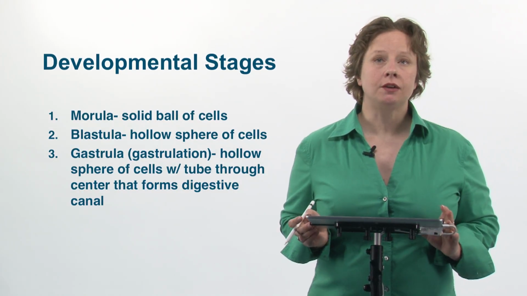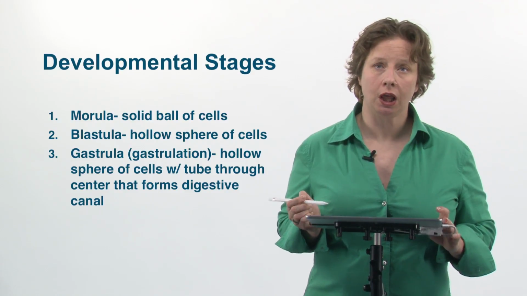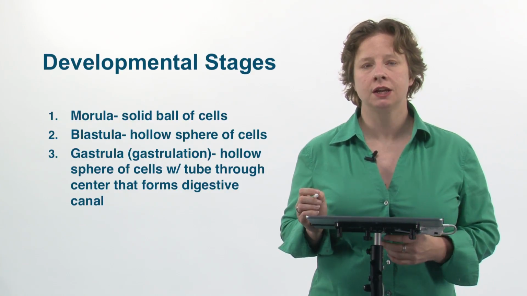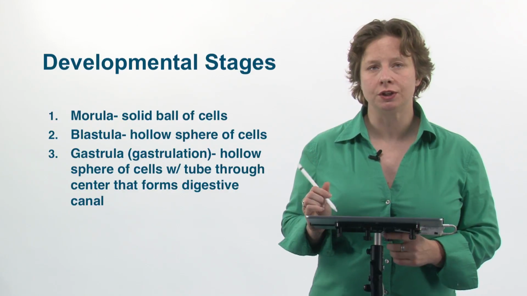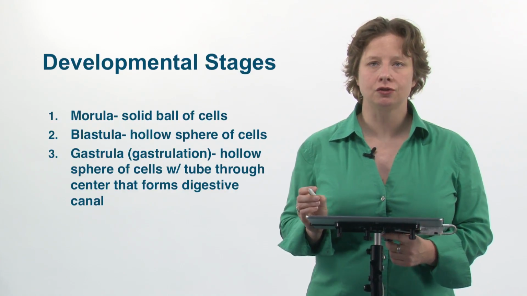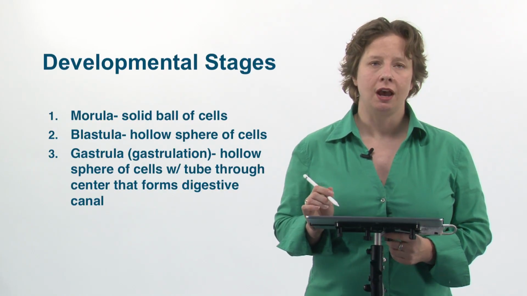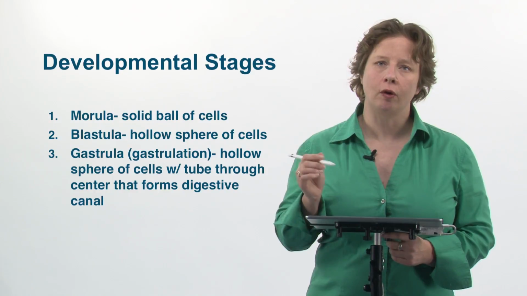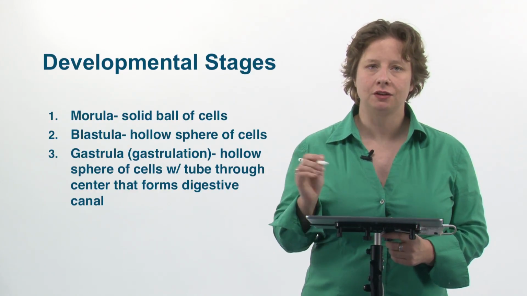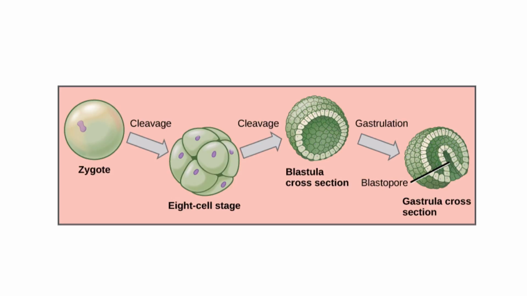There are several developmental stages once the zygote starts to divide. The first one we call a morula, which is a solid ball of cells. The second is the blastula, which is a hollow sphere of cells. And then finally we get the gastrula, which goes through a process called gastrulation, in which a hollow sphere of cells forms a tube through it, and that tube ends up being the digestive canal. So let's look at each of these in turn.